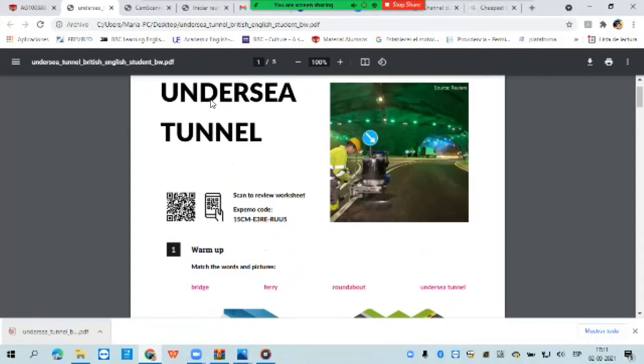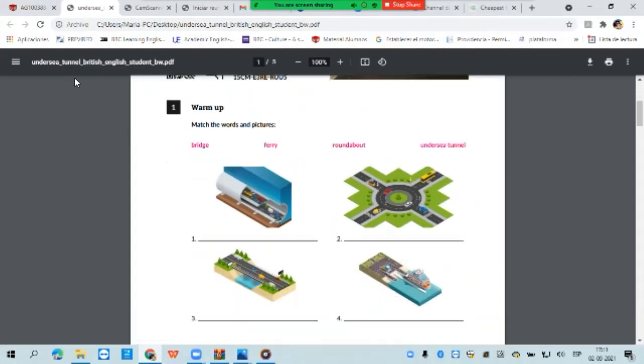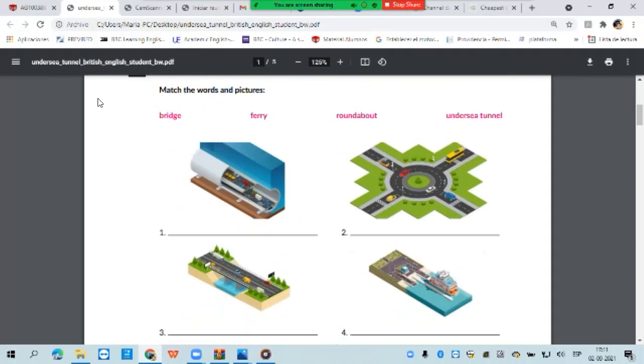Undersea tunnel. Well, first of all, here we have something very simple. Here we have 4 different words, but you must match them with the corresponding picture. Bridge, ferry, roundabout, undersea tunnel. Okay. Let's see. What about the first one? What is that?